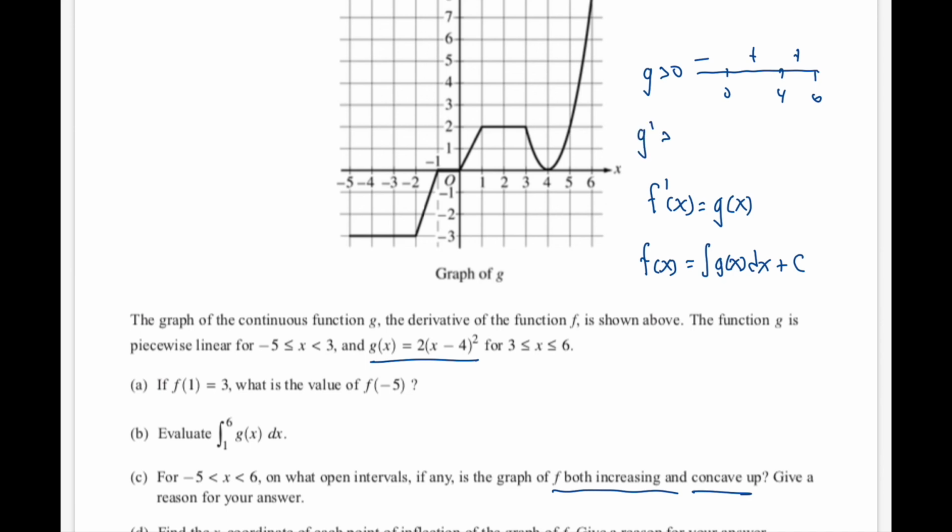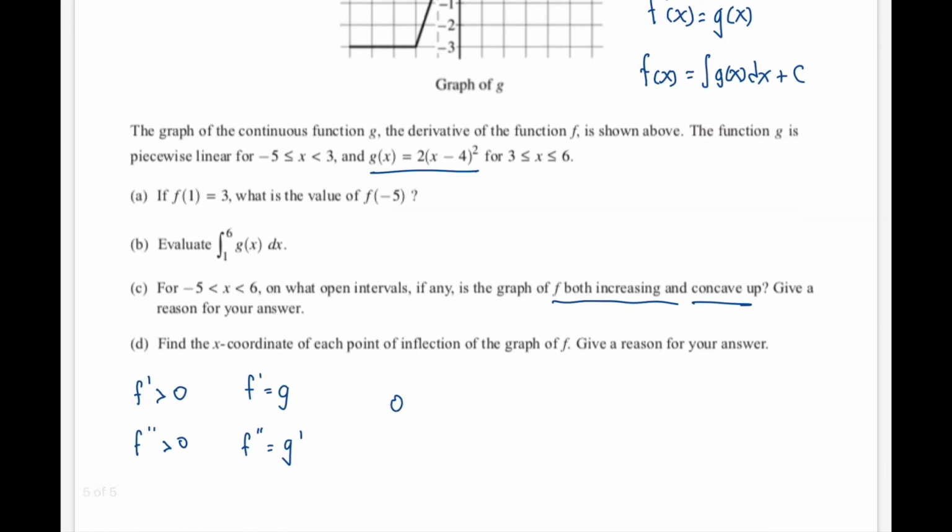G prime, when is that greater than 0? If we look, I'm looking just at that interval from 0 to 4, 1 to 6. Well, okay, we're positive there, 0 to 1. From 1 to 3, really, we're 0. And then at 3 to 4, we're negative. And at 4 to 6, back to being positive. So the overlap there is 0 to 1, 4 to 6. So our open intervals are 0 to 1 and 4 to 6. And a reason, we can state this and show our sign chart.